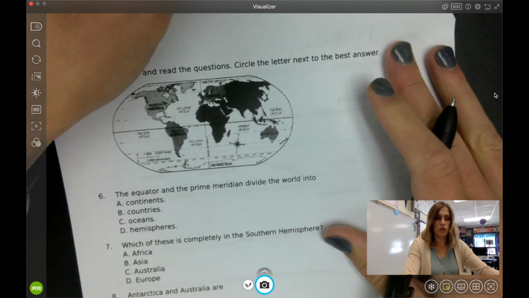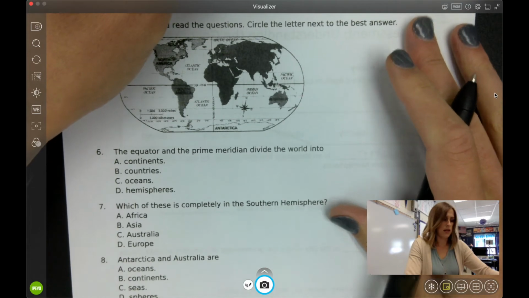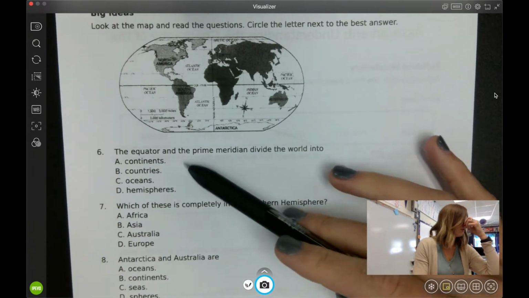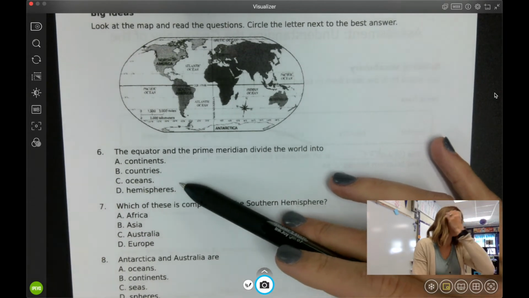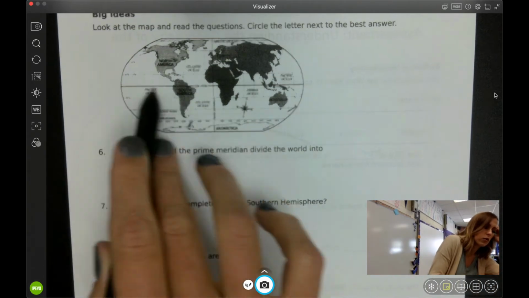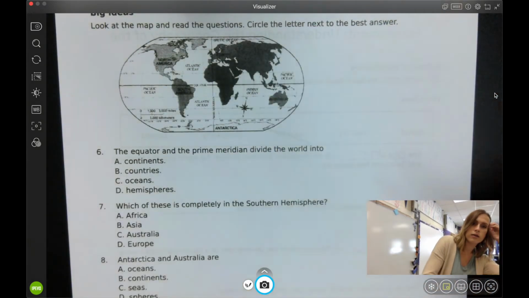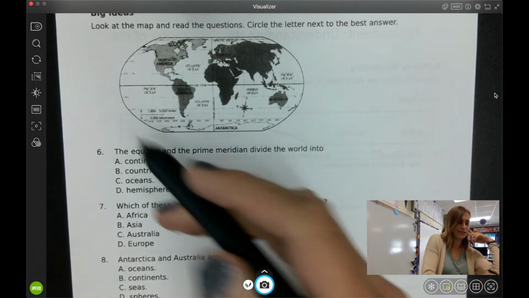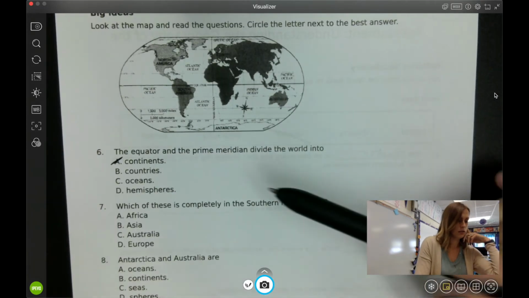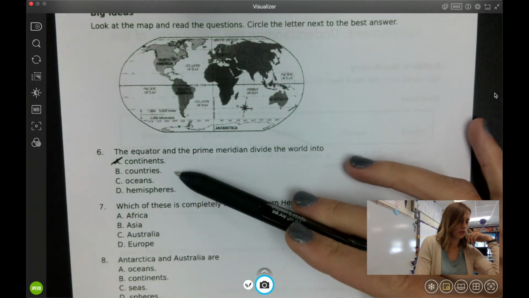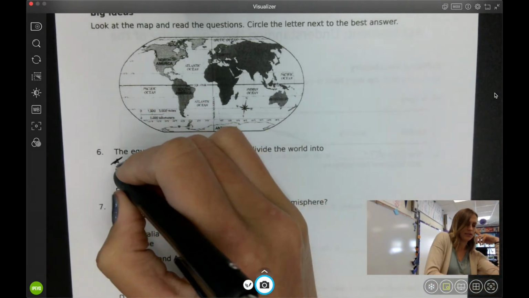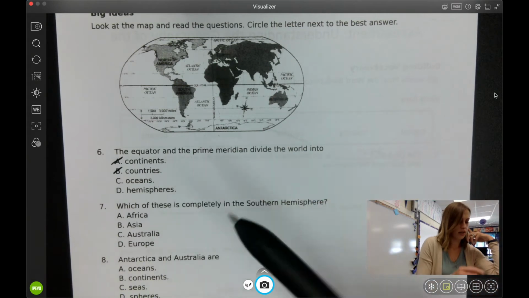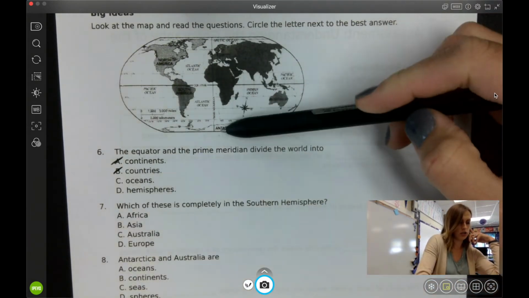Look at the map and read the questions. Circle the letter next to the best answer. The equator and the prime meridian divide the world into continents, countries, oceans, or hemispheres. So the equator and the prime meridian, what are they divided into? For continents, that can't be the case. There's 7 continents. For countries, that doesn't make sense. There's way more than 4 countries in the world. Oceans or hemispheres? These lines divide it into oceans or hemispheres.